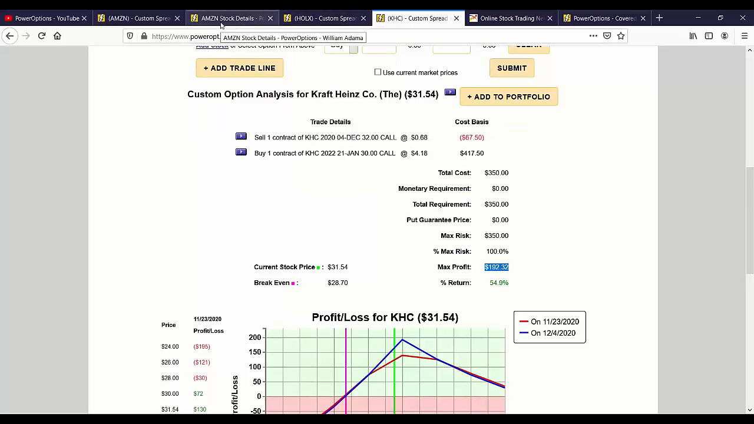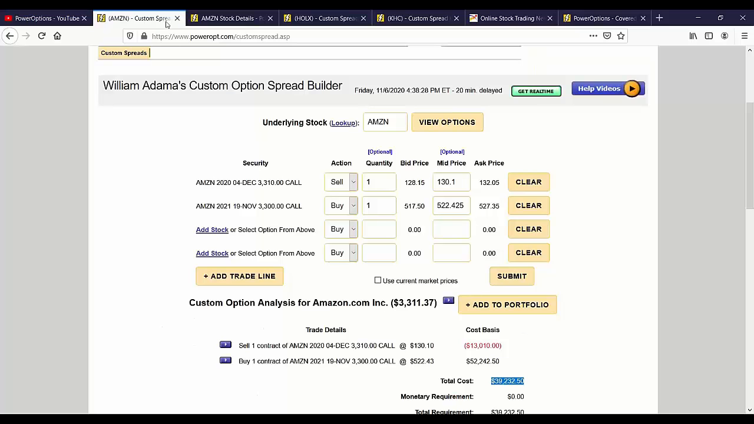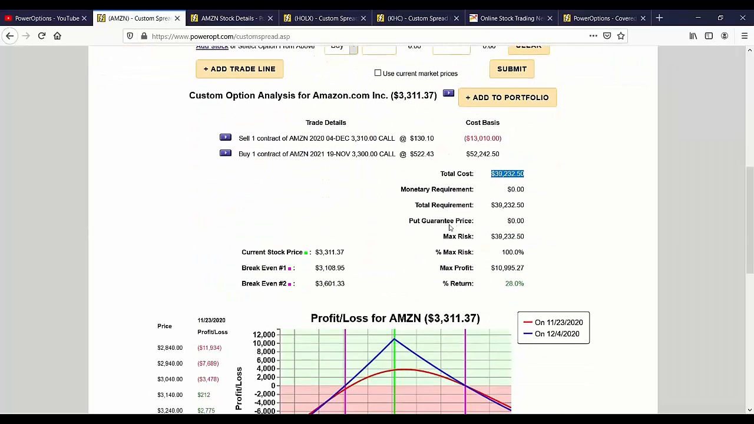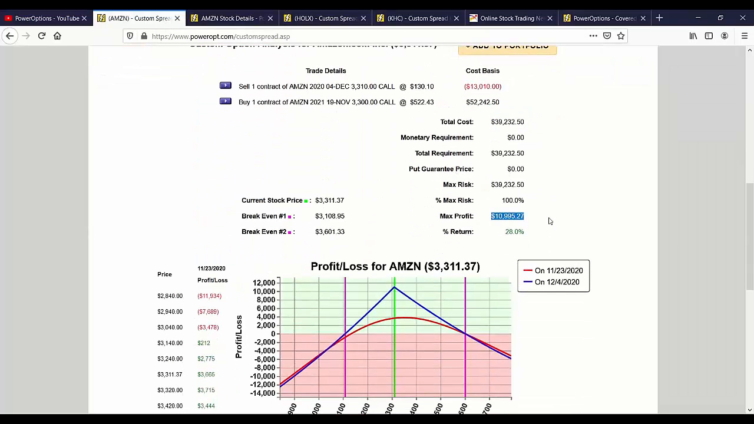Let me go back to Amazon now. There we go. The risk return looks good. It's a 28% return, but the key to remember in a diagonal, David, or a horizontal is that this high-looking profit that you see occurs if and only if the stock is trading right at the short call strike price at expiration. We move up 10%.